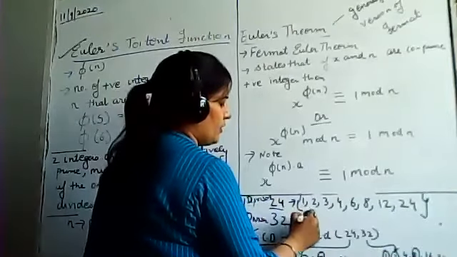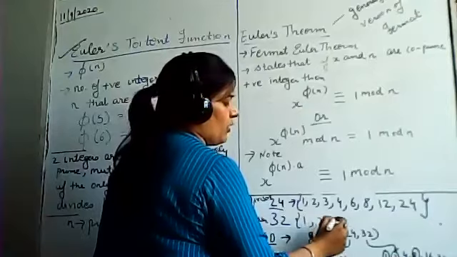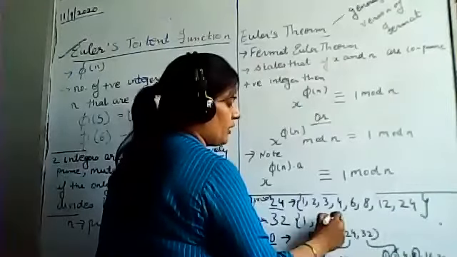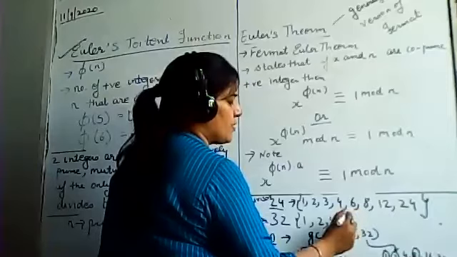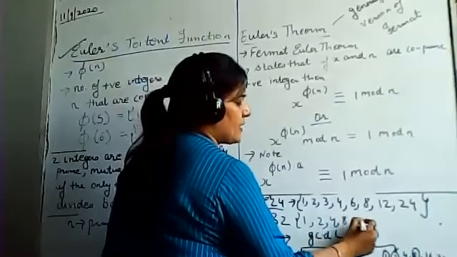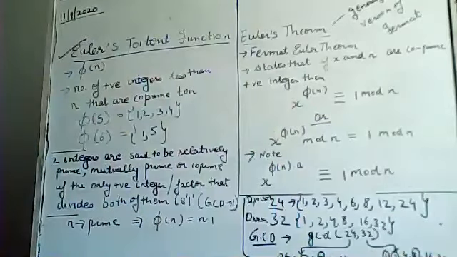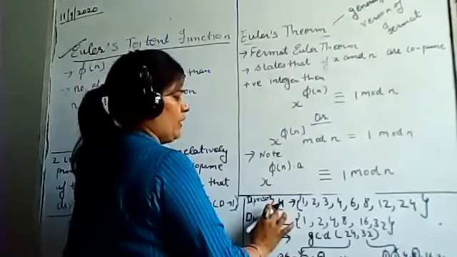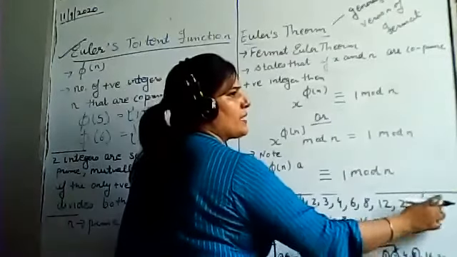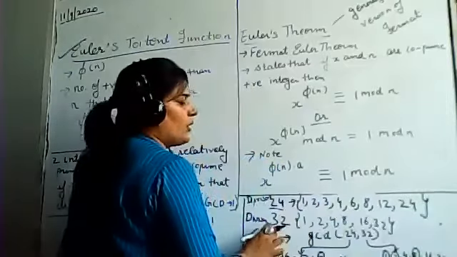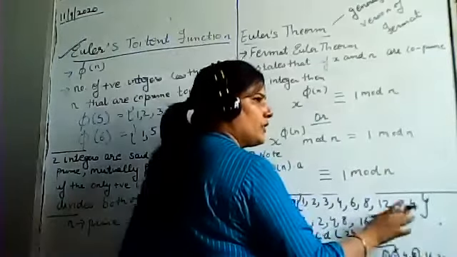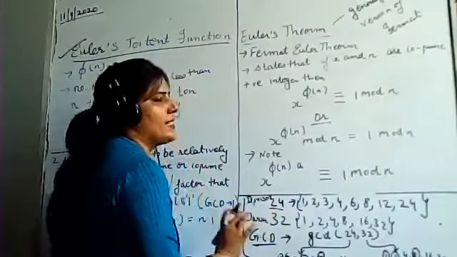We have 1, 2, 3 is not there, 4, 5 is not there, 6 is not, 7 is not there, 8, 16 and 32. So how can we find the divisors of a particular number? We have to check that the value should be less than or equal to the number itself. Like 24 is there, so your last number should not exceed 24. Similarly, for 32, your last number should not exceed 32. So all these are the divisor set.